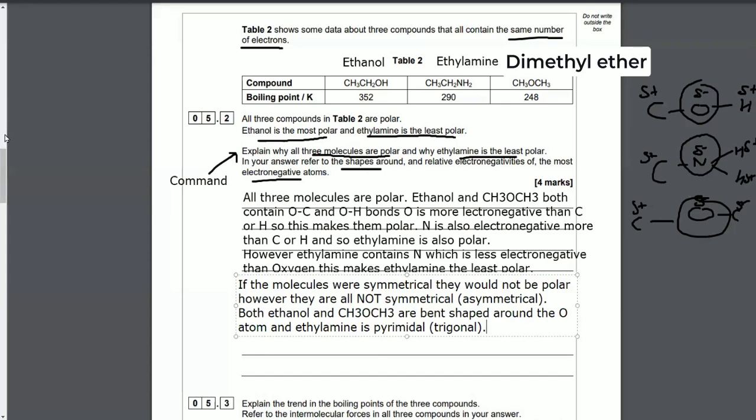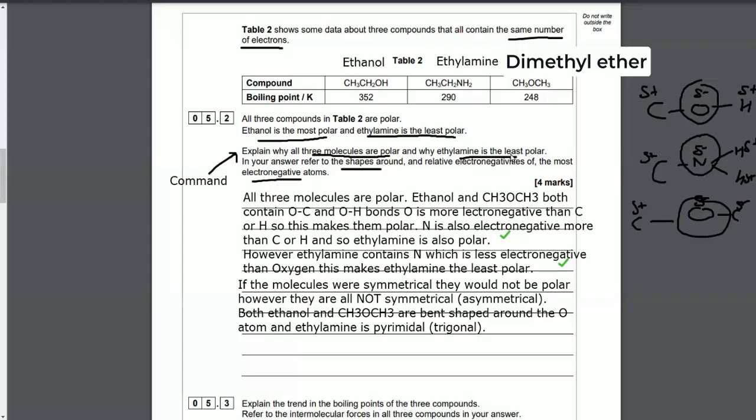Right, let's hit my green cross ticks. Explain why all three molecules are polar. We've talked about that because they're electronegative. Why is ethylamine the least polar? We've said that here. Ethylamine is also polar, however, ethylamine contains nitrogen, so it's less electronegative. So we've said why it's the least polar.